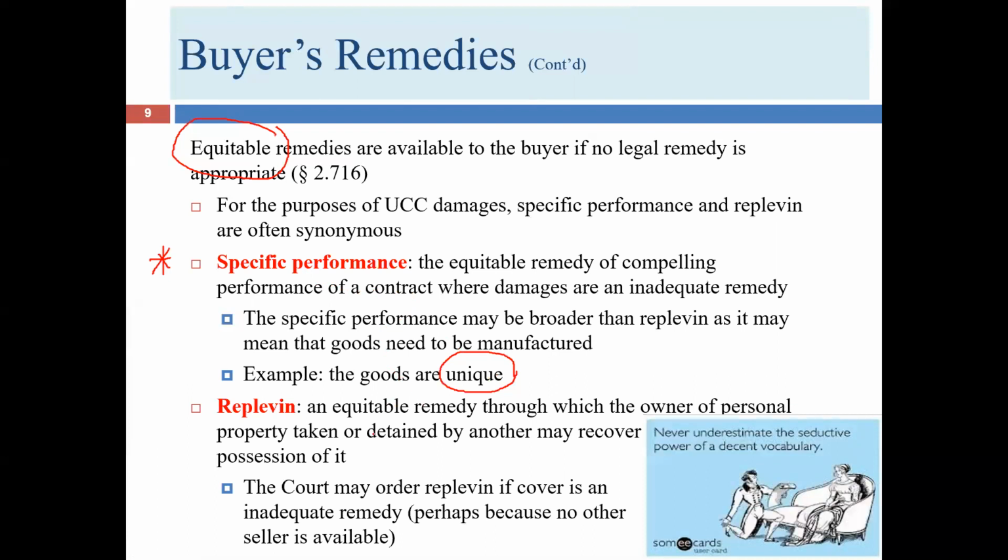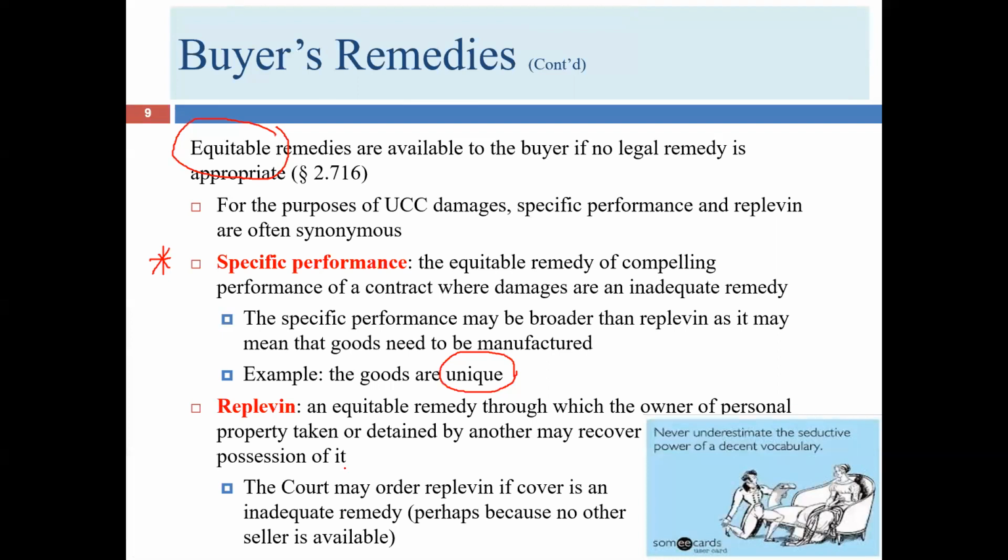Now let's consider Replevin. This is also an equitable remedy through which the owner of personal property taken or detained by another may recover possession of it. So let's imagine this transaction, let's use the wedding example. You want to marry in your mother's wedding dress, but it needed some repair work. It needed to be altered and cleaned, and so you gave it to a seamstress to make these alterations. But she's been backlogged and she hasn't been able to make the changes. Well, guess what? Your wedding's in just a few days. You need the dress, but she's not willing to surrender it to you.